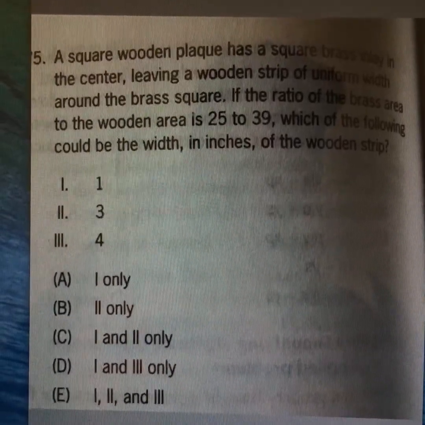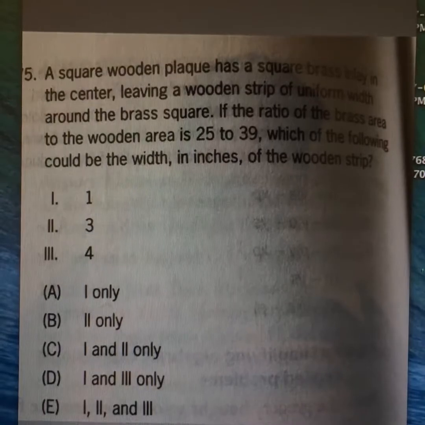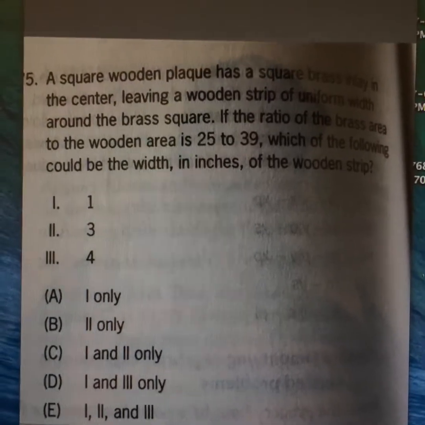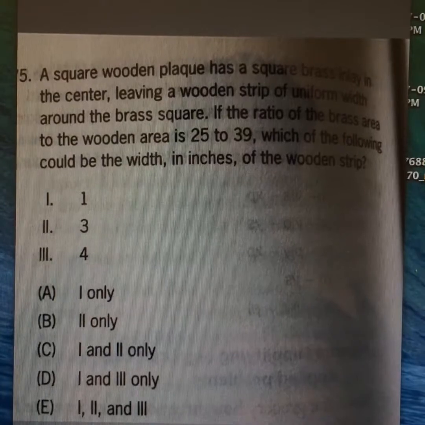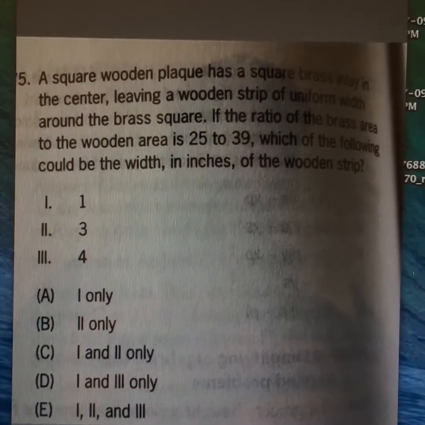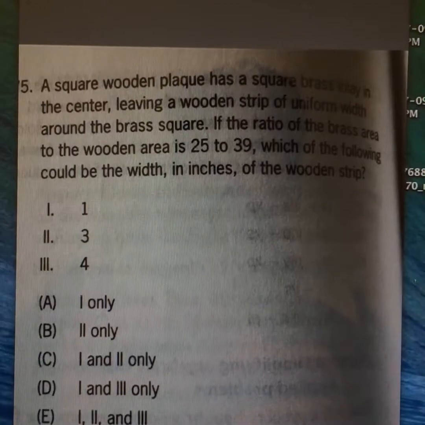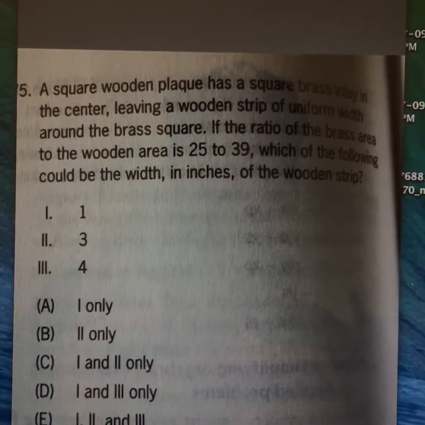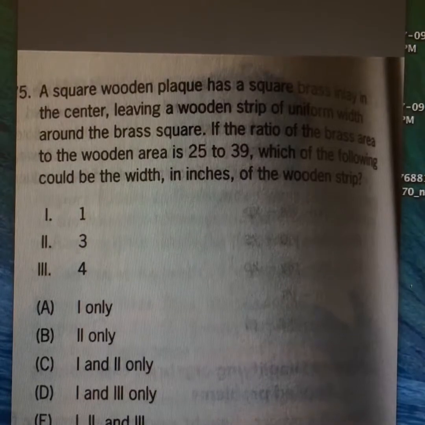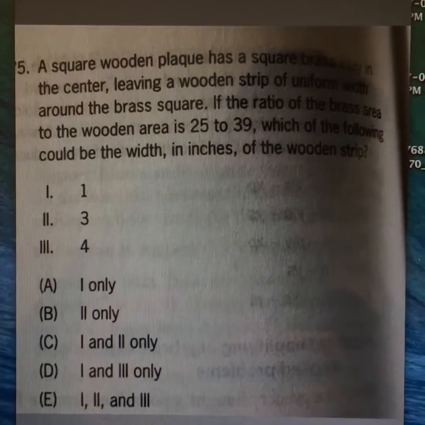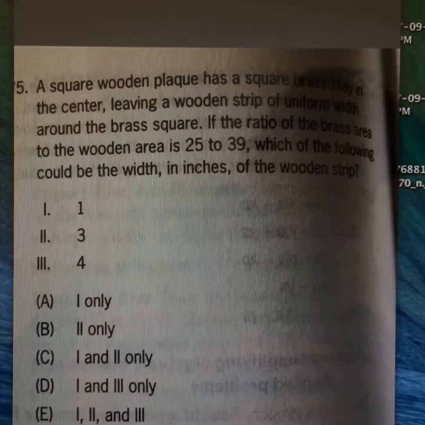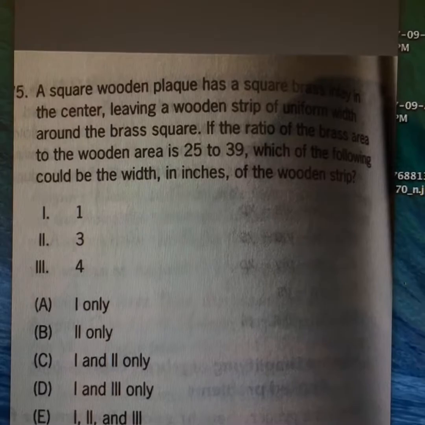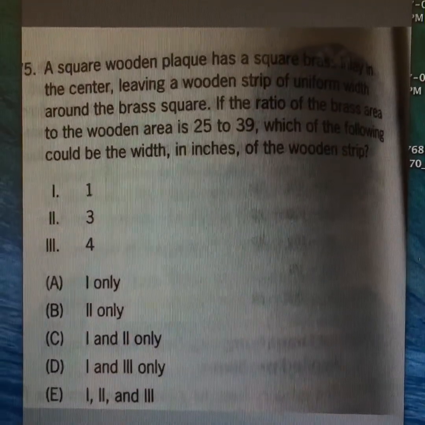Let's read it together. A square wooden plaque has a square brass inlay in the center, leaving a wooden strip of uniform width around the brass square. If the ratio of the brass area to the wooden area is 25 to 39, which of the following could be the width in inches of the wooden strip? 1 inch, 3 inches, and 4 inches are the three choices we're given. And of course, it's multiple choice. The answer can be 1 only, 2 only, 1 and 2, 1 and 3, or all three.